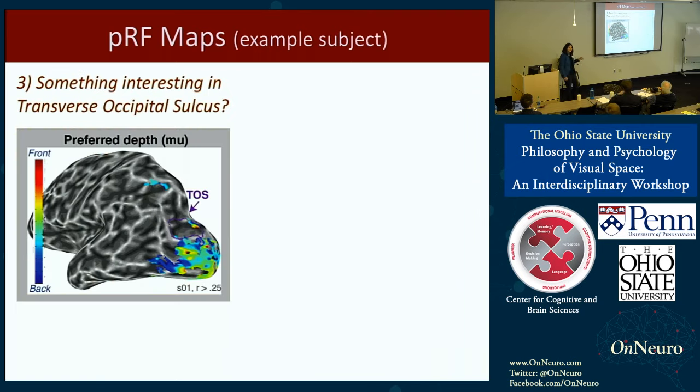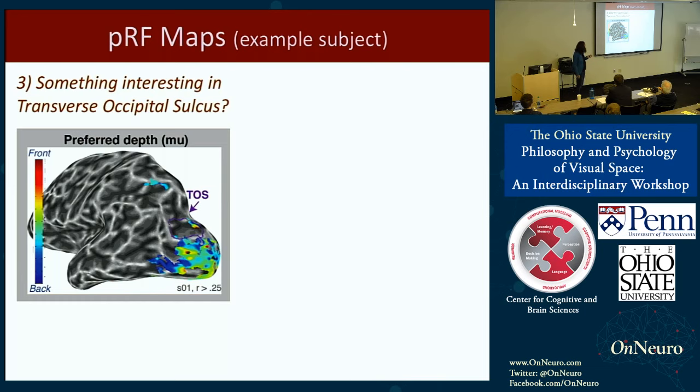Third interesting thing is if we look at the depth maps, the preferred depth itself. Start off by asking, is it topographically organized into any sort of map? When you look at this hodgepodge, it's like, maybe, or is it reliable across subjects? Who knows what we're looking at? I will tell you that for a variety of reasons, there seems to be something interesting happening, in particular in this region here, which is known as the transverse occipital sulcus.